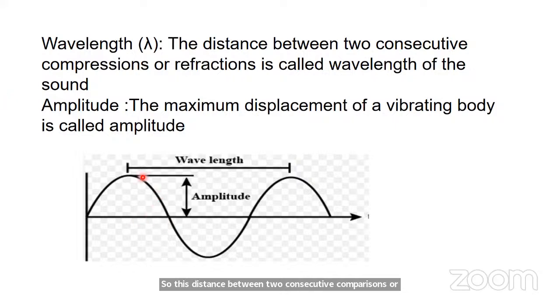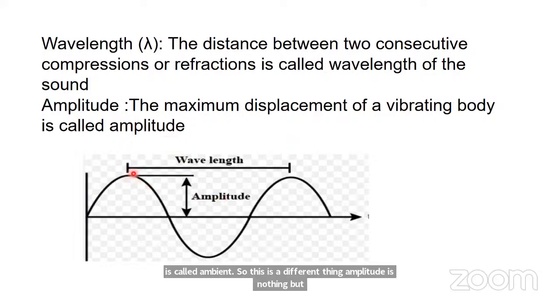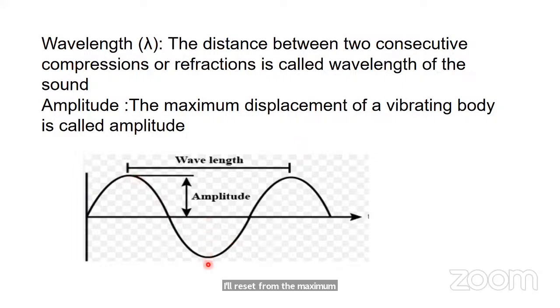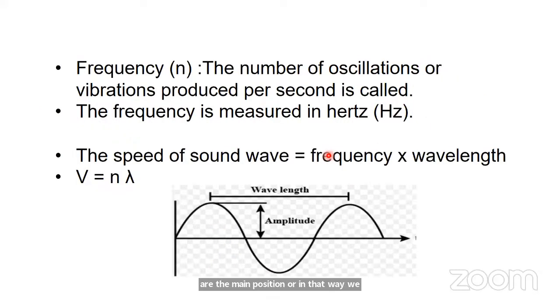Here you could come across another word, amplitude. The maximum displacement of a vibrating body is called amplitude. This is a different thing. Amplitude is, as already said, the maximum displacement from the mean position.